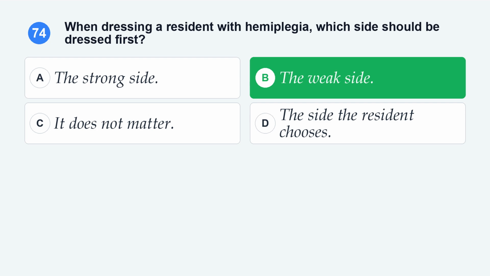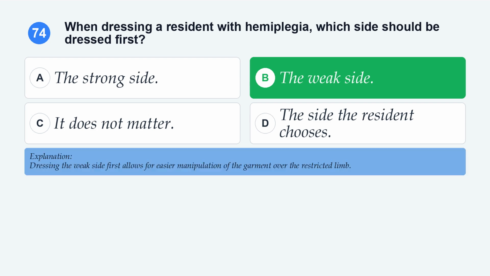The correct answer is option B. The weak side. Explanation. Dressing the weak side first allows for easier manipulation of the garment over the restricted limb.